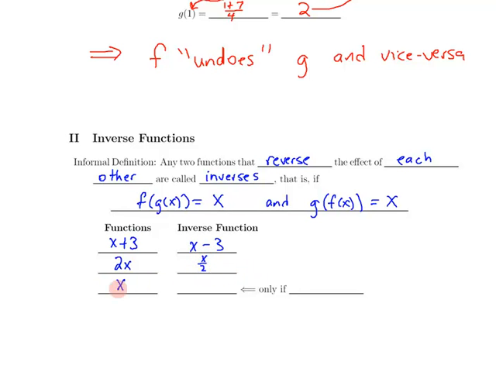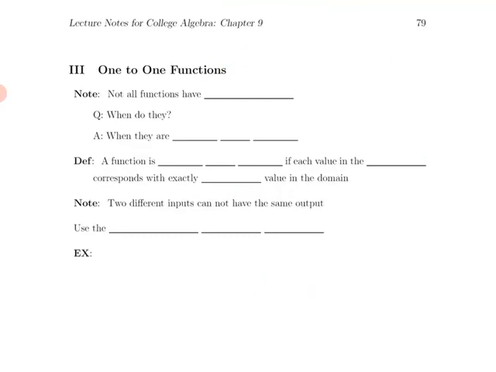And what about squaring a function? Well, the inverse of that is the square root of x, as long as we assume x is a positive number, because if x is negative, then those don't reverse the effect of each other, as we saw back in chapter 7. But for positive numbers, they are inverses of each other. It is important to note that not all functions have inverses. Some do, and some don't. So how do we know when they do and when they don't?